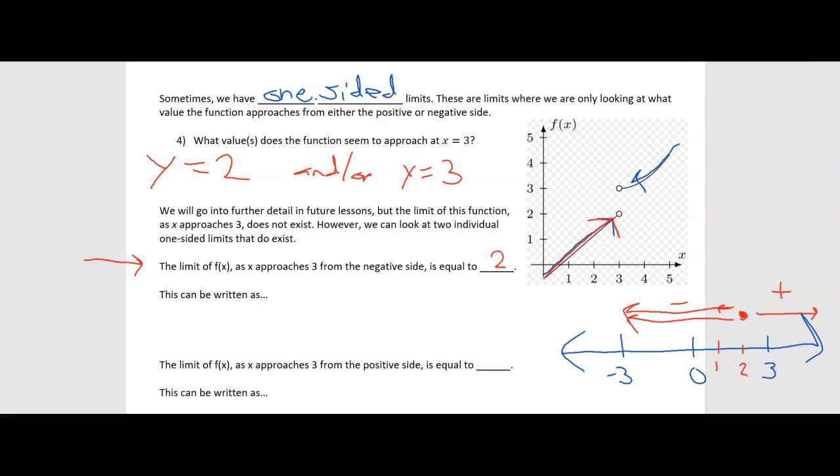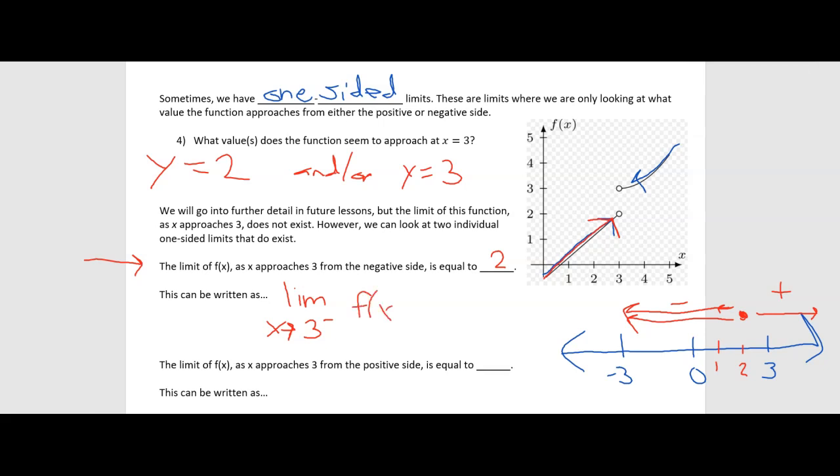Now, if we want to specifically describe the negative one-sided limit or the left one-sided limit, most things stay the same. We say the limit as x approaches 3, but we can't just leave this as 3 because that would represent a regular limit. We only want to represent the one-sided limit. So we have to put a little negative up by the 3. Okay, that means we're solely looking at the limit as we come in from the negative side or the left-hand side.